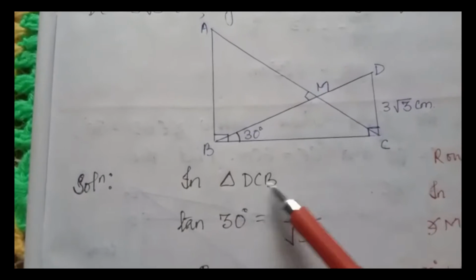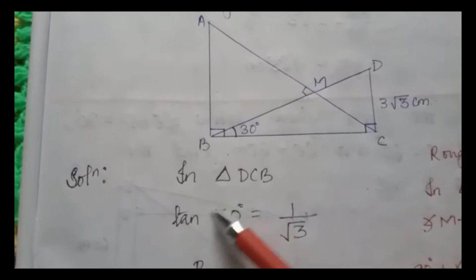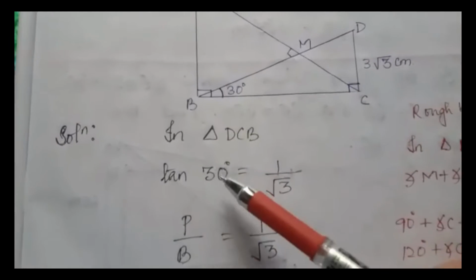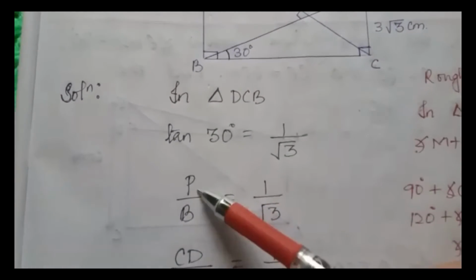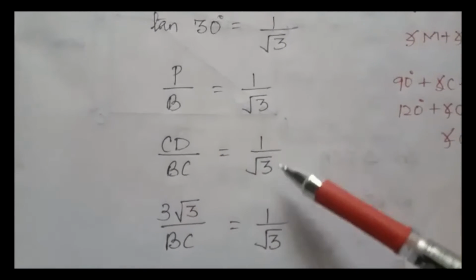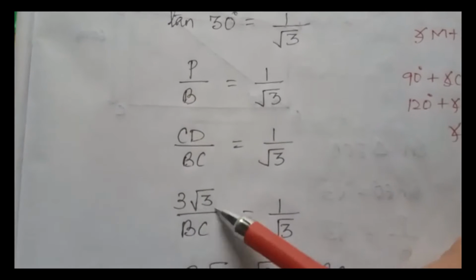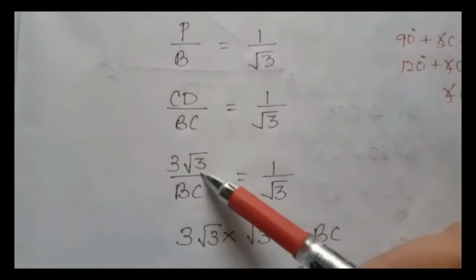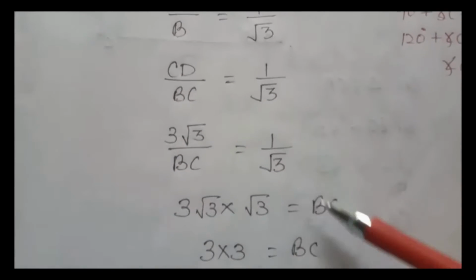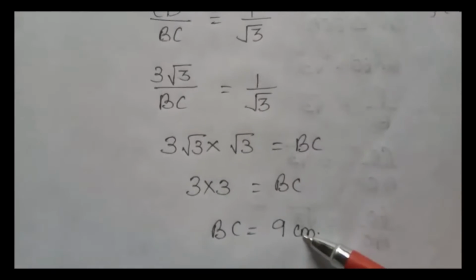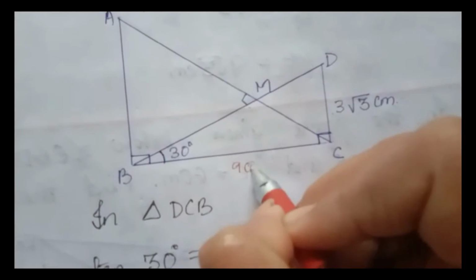So in triangle DCB, we will use tan because the perpendicular is given and we need the base. Tan 30 degrees is 1 by root 3. So tan theta is equal to 1 by root 3. Perpendicular is CD, base is BC. CD by BC is equal to 1 by root 3. CD is given, 3 root 3. Cross multiplication: 3 root 3 into root 3 is equal to BC into 1, BC. Now 3 root 3 into root 3 is 3, so 3 threes are 9. So this BC is 9 centimeters.